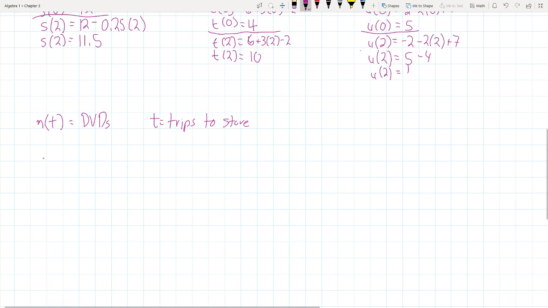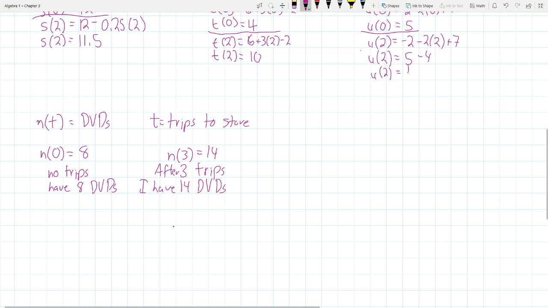So if I said n of 0 equals 8, what this tells me is I've taken no trips. So no trips, we have 8 DVDs. That's what we started off with. If I do n of 3, equals 14, this tells me 3 trips. After 3 trips, I have 14 DVDs.